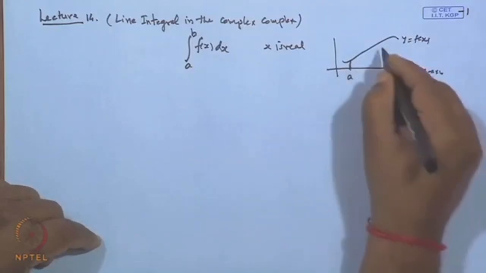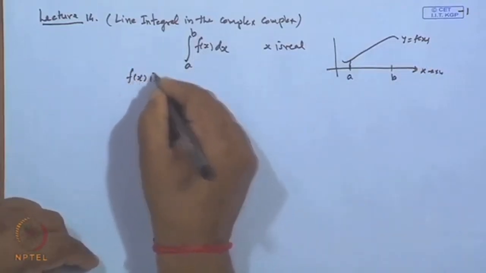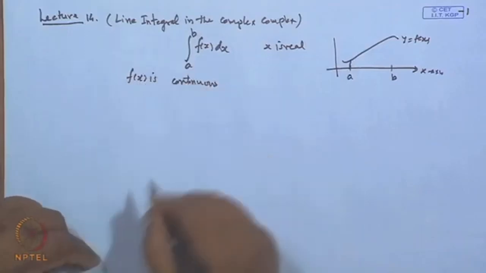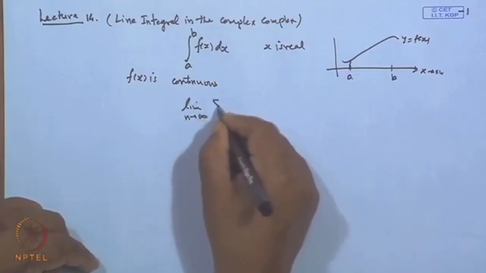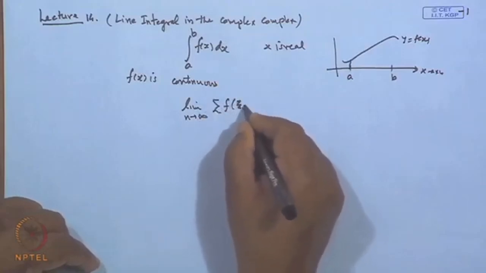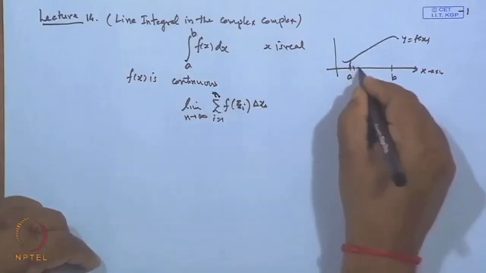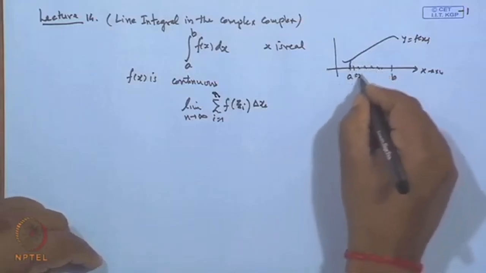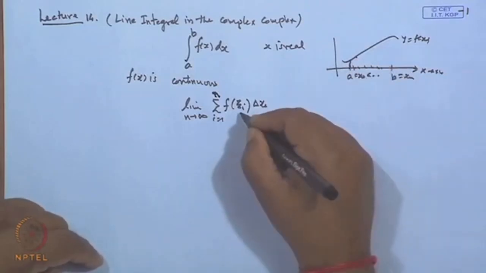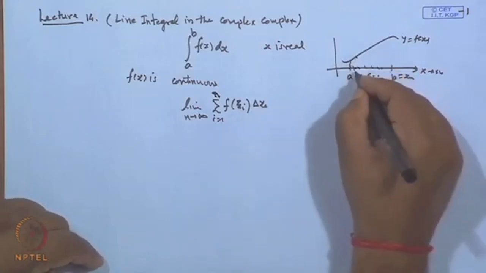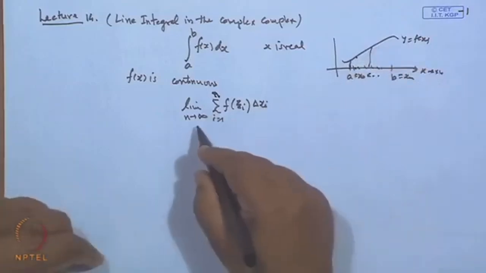And when we define it, we assume the function f(x) to be continuous. Then this integral is nothing but the limit of the sum, limit as n tends to infinity, sigma f of x_i times delta x_i, i is 1 to n. It means we partition this interval into the points x_1, x_2, ..., x_n, and then in between these points find the numbers x_i1, x_i2, ..., x_in, consider the functional value at these points, multiply by the length delta x_i, and take the summation i equals 1 to n as n tends to infinity.